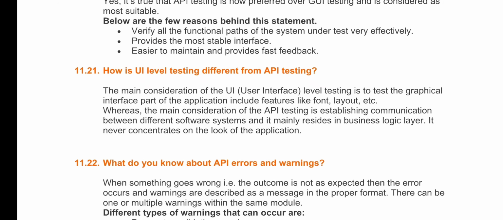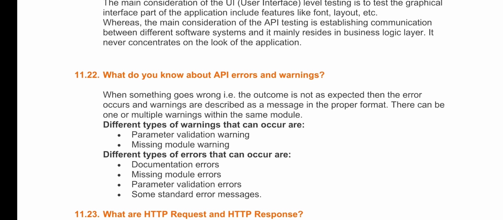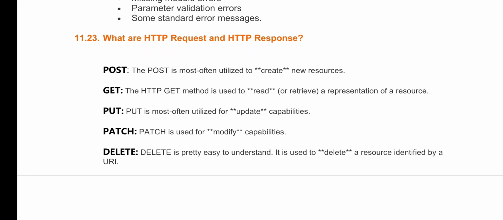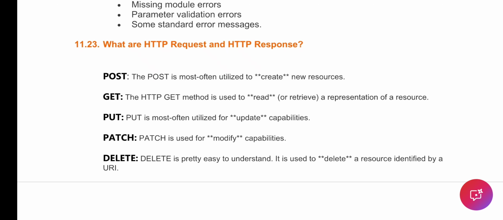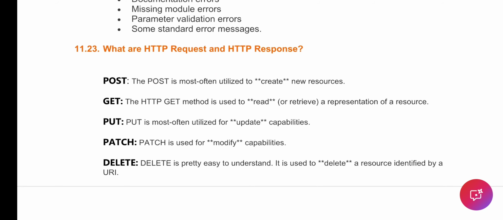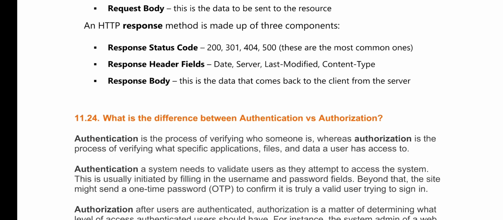How is UI level testing different from API testing? What do you know about API errors and warnings? What are HTTP request and response? Okay, there are different HTTP methods and request and response specifications. Just check it out. Codes, this request and response codes.